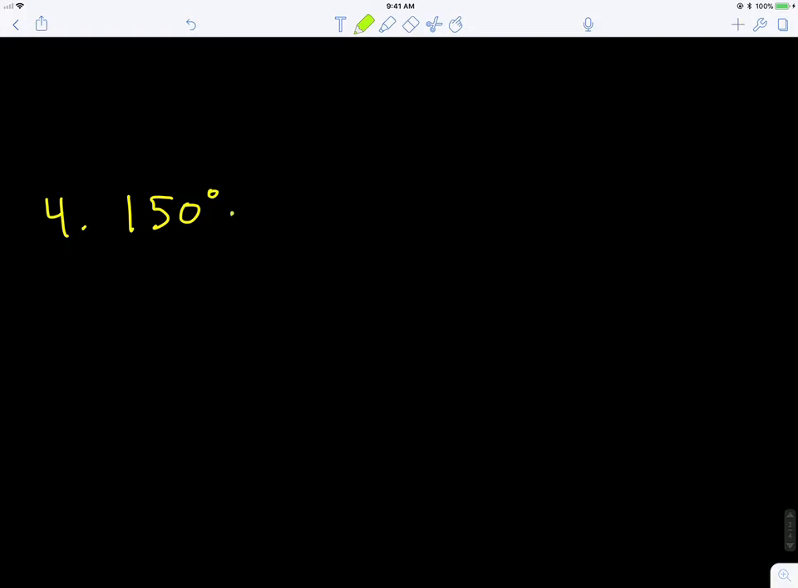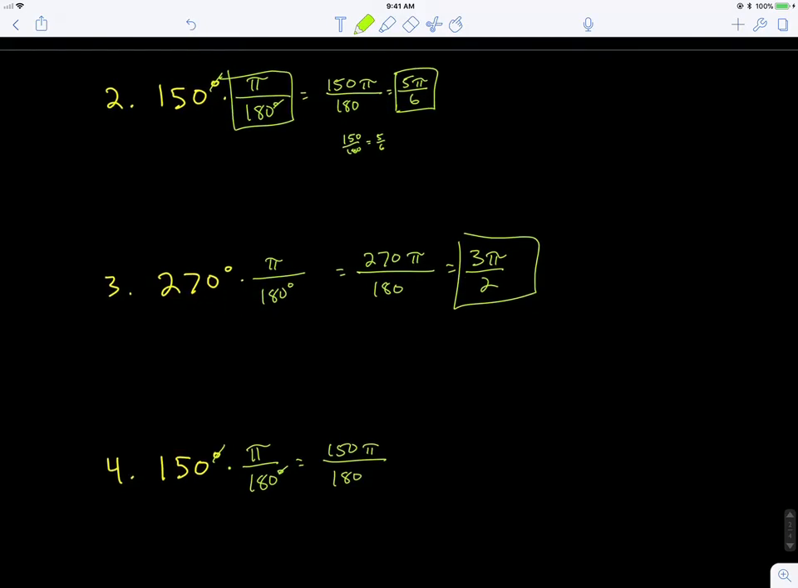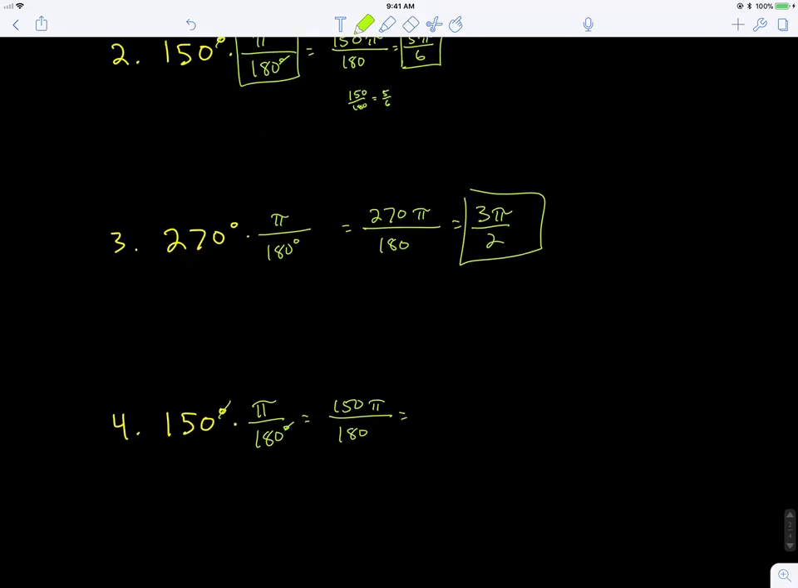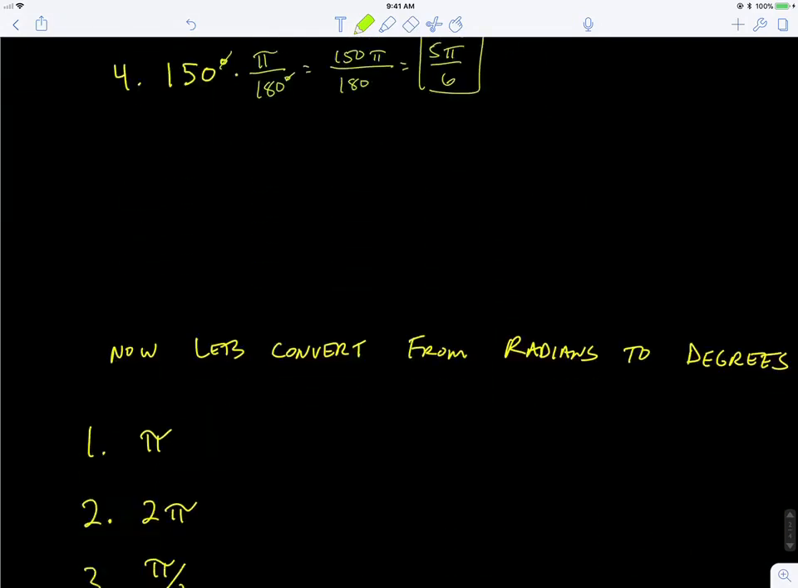150 degrees. Again, we're going to multiply by pi over 180 because that's our conversion. The degrees cancel. I get 150 pi over 180. Wait, did we do this one? We did this one already. So that's going to reduce to 5 pi over 6. Sorry. We did that one at number 2.